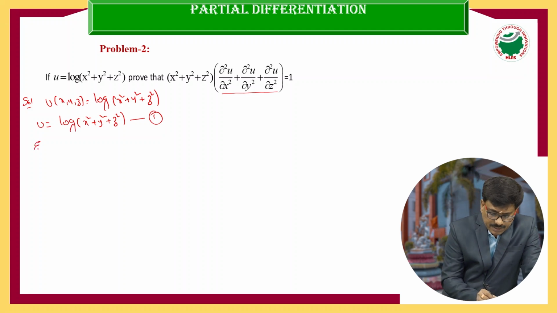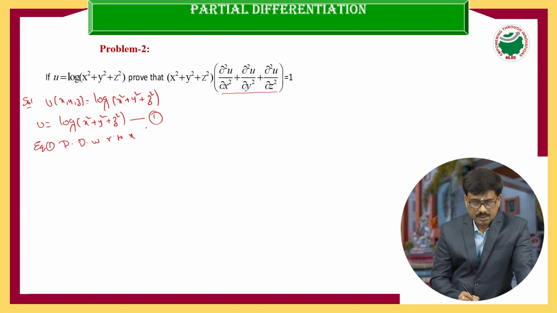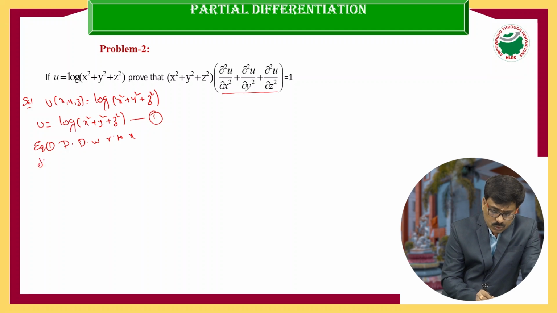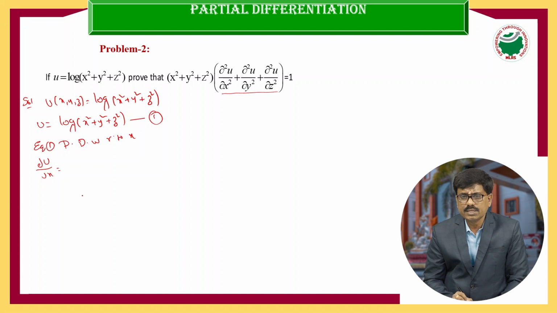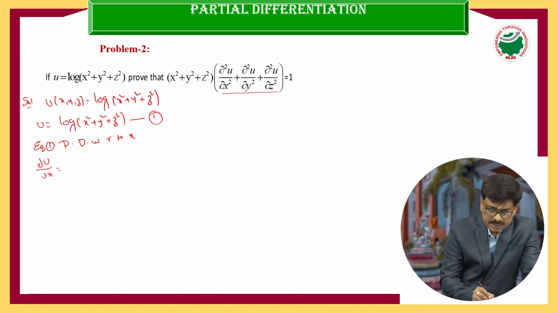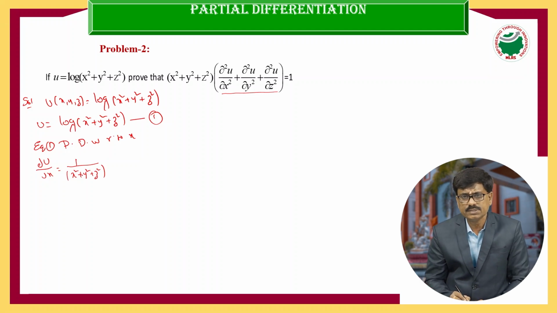Take equation 1 partial derivative with respect to x. What happens? This becomes ∂u/∂x. Derivative of log x we are already familiar with. What is the derivative of log x? Derivative of log x equal to 1 by x. In a similar manner, the derivative becomes 1 by (x² + y² + z²). Okay, log x derivative is 1 by x.